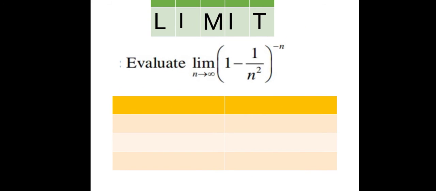Okay, so here is another question. We have to evaluate the limit. The limit is given as n tends to infinity of the expression (1 minus 1 upon n square) raised to minus n. Now think how to solve this question.